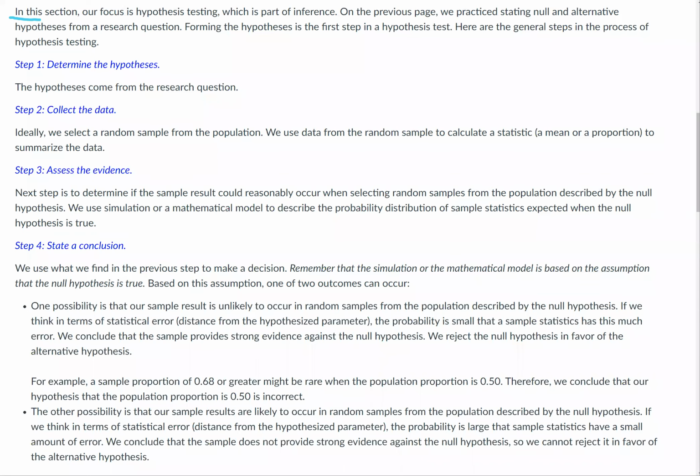Now in this section, our focus is hypothesis testing, which is part of inference. On the previous page, we practiced stating null and alternative hypotheses from a research question. Forming the hypothesis is the first step in hypothesis testing. Here are the general steps in the process of hypothesis testing. So we know the first step, but what are the following steps?